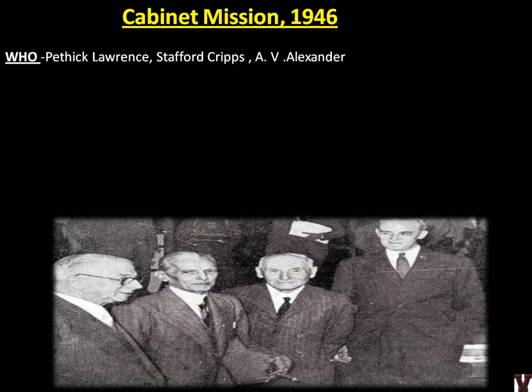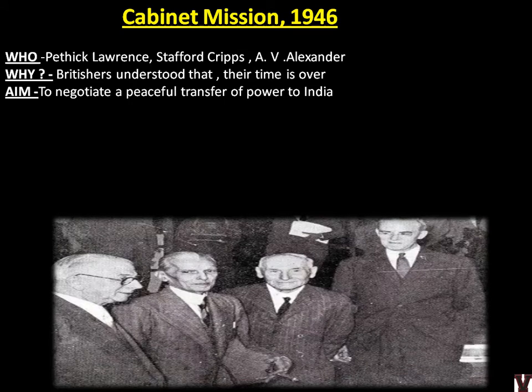Pethick Lawrence, Stafford Cripps, and A.V. Alexander. You see the picture, the three are posing with Muhammad Ali Jinnah. But why? Now the war was over, World War II was over, and Britain was now not a superpower in the world. They wanted to end their rule over India and focus more on their economy and their country. Also Britishers understood that their time is over. What was the aim? To negotiate a peaceful transfer of power to India. This is why this mission was sent to India in 1946.